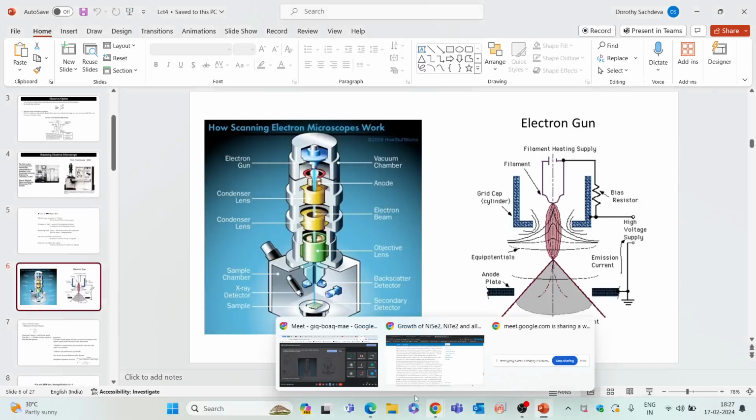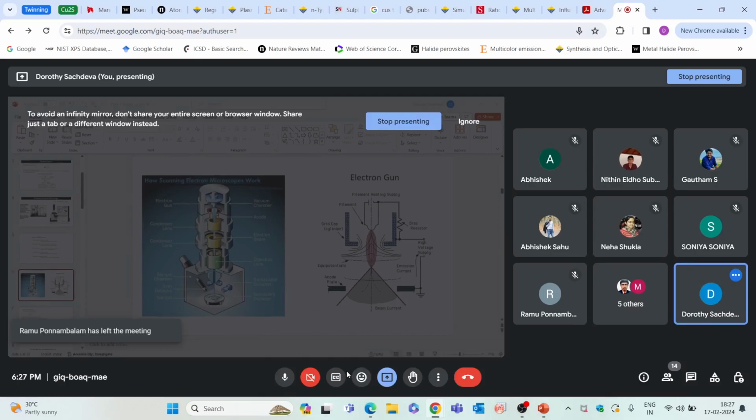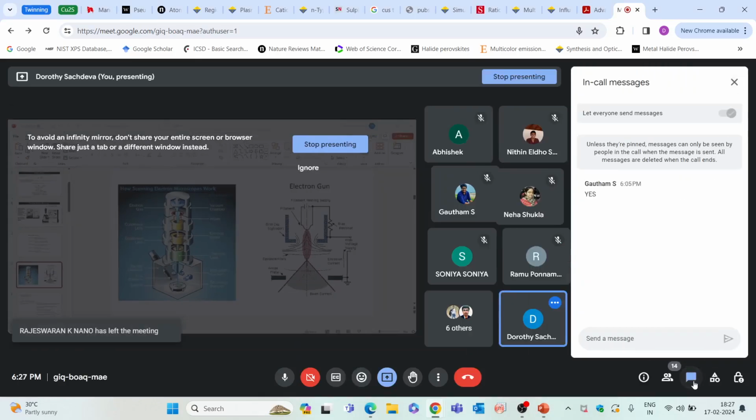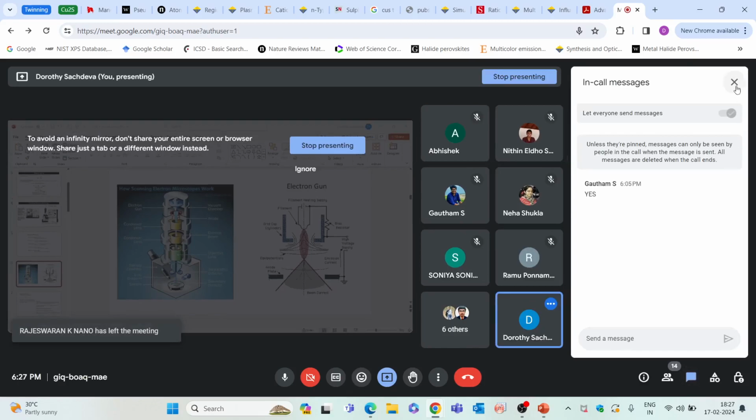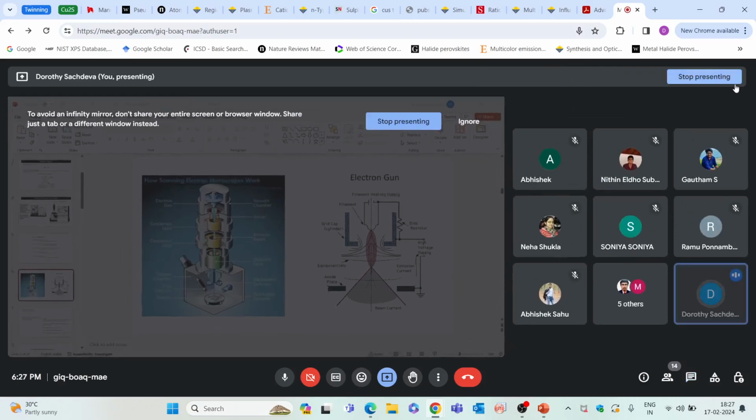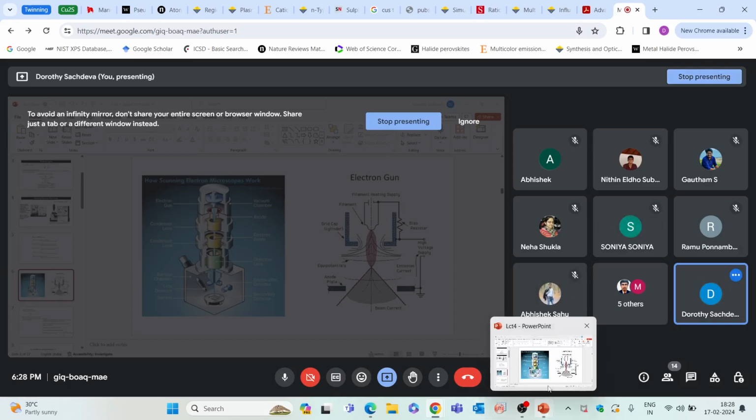Is there any doubt? Is there any raised hand or any doubt, any comment? There isn't. So I guess everyone is clear about this basic principle of the working of this SEM.